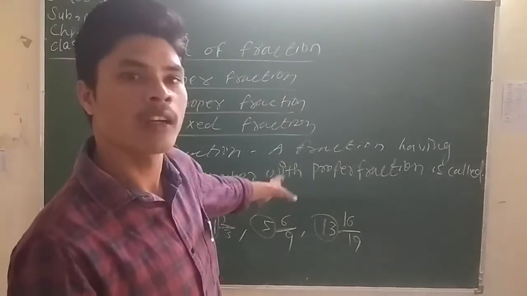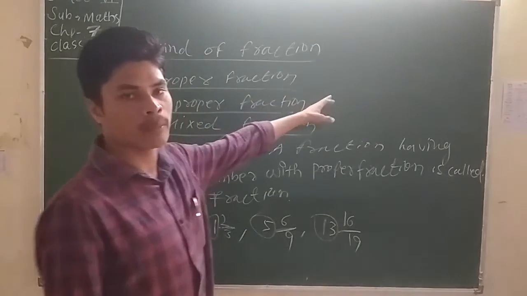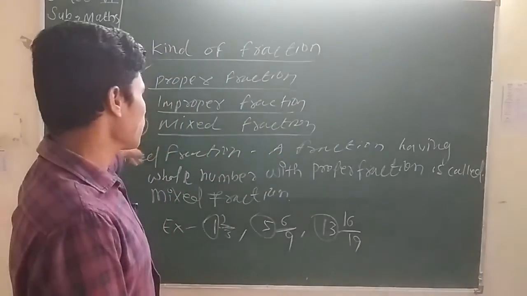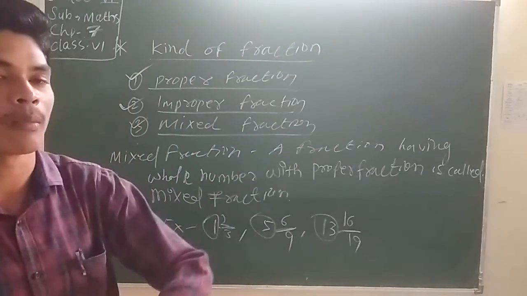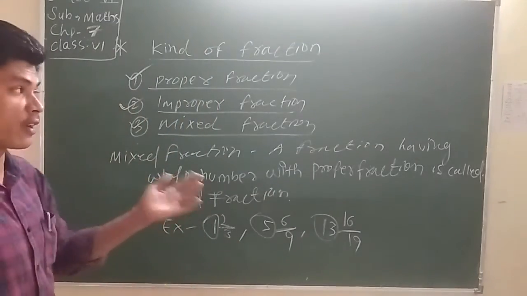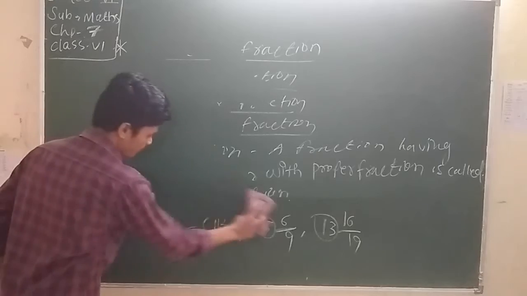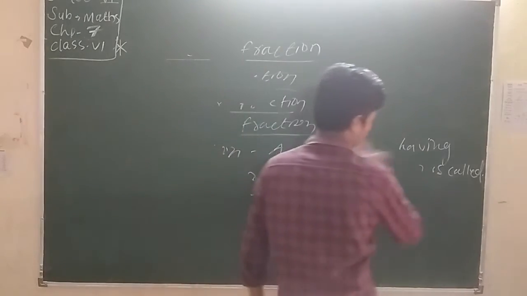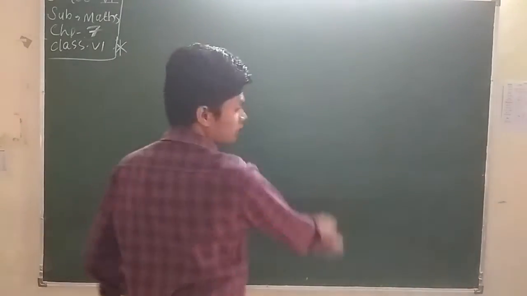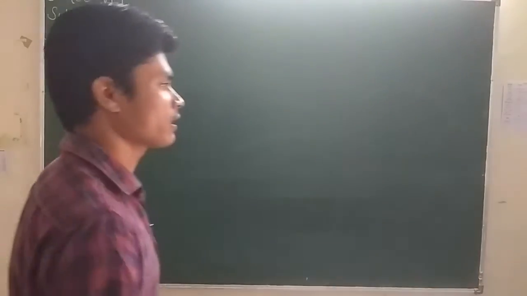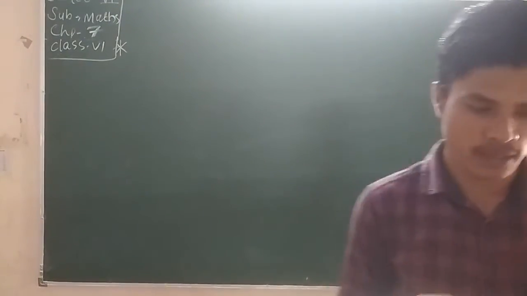Did all of you understand properly? What are the kinds of fractions? Proper fractions, improper fractions, mixed fractions. Now we learn conversion: mixed fraction to improper fraction, and improper fraction to mixed fraction. How do we convert the fractions? Now we discuss the conversion of fractions. Conversion means we can convert mixed to improper and improper to mixed.